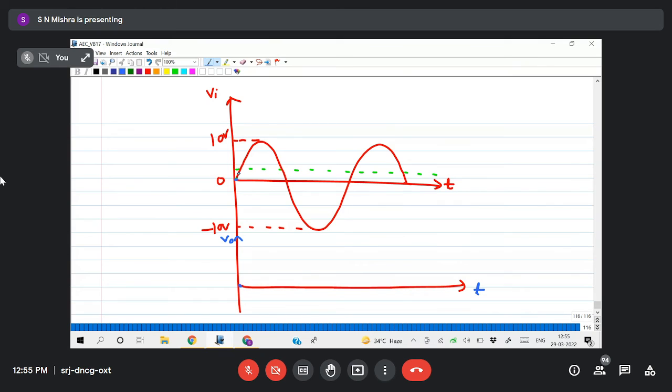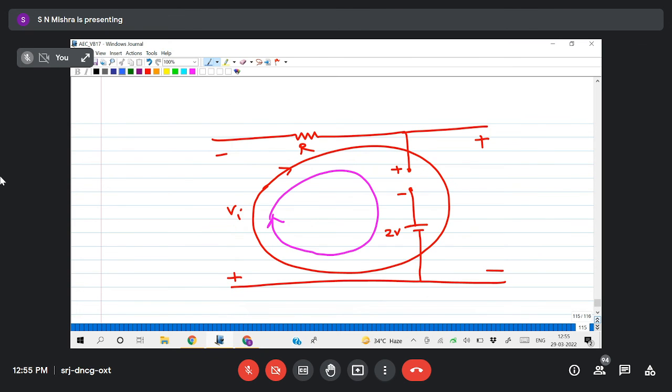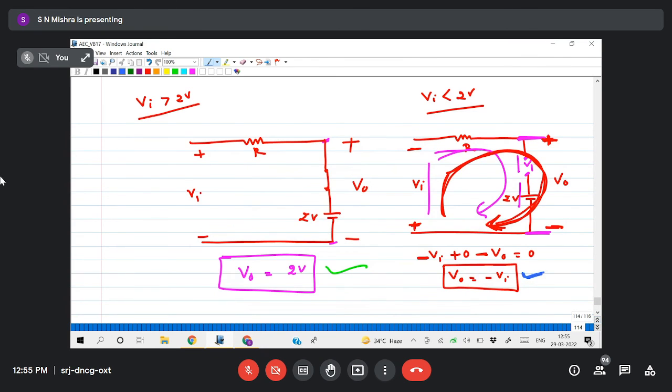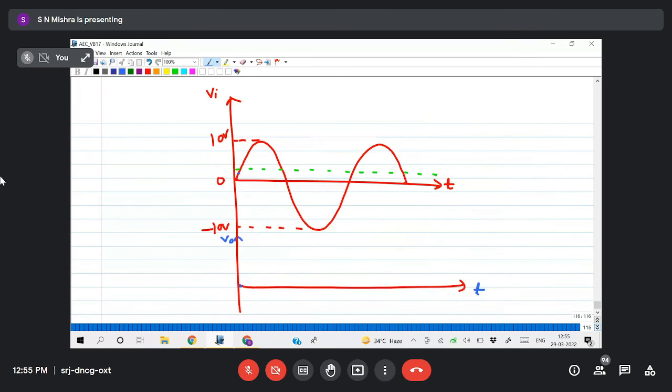Now let us take this one. Let us take 1 volt, less than 2 volt. Less than 2 volt means V naught equals VI. I am taking here the entire negative half cycle, that's why it is coming as minus VI. If you take the plus half cycle, then it will be plus VI, which is the 0 to 2 portion. So that's why I am getting here 1 volt. Like this, up to 2 it will continue like this.